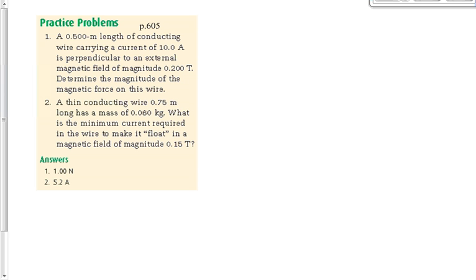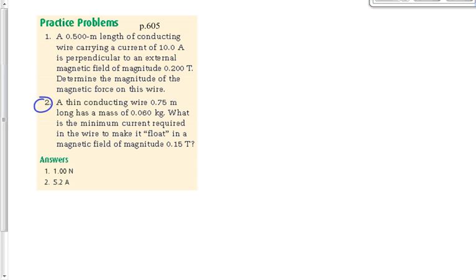Any issues with number 1? Number 2? Okay. Number 2 says a thin conducting wire that's 0.75 meters long has a mass of 0.060 kilograms. I'll tell you what, often in these questions, you're going to see the mass of the wire given to you not in kilograms, but in grams, because that tends to be the convenient unit to give it to you in. But we want to be in the units that we're in right now. We want to be in kilograms. So if you are given the units in grams, which is pretty common, make sure you remember to convert that to kilograms as we have here.